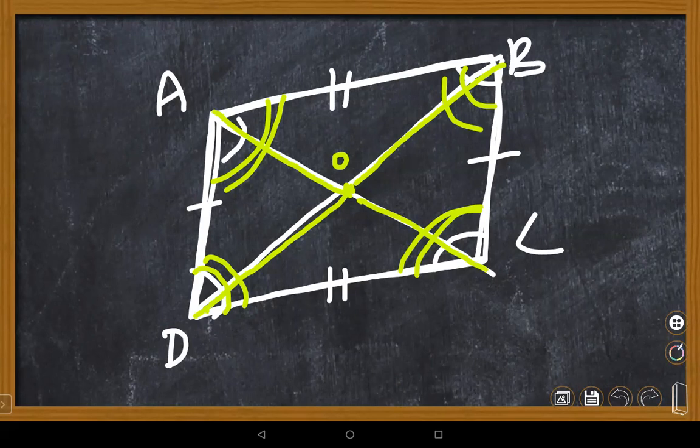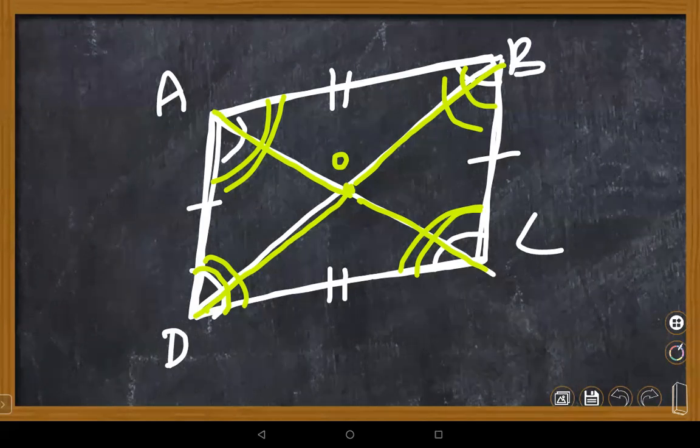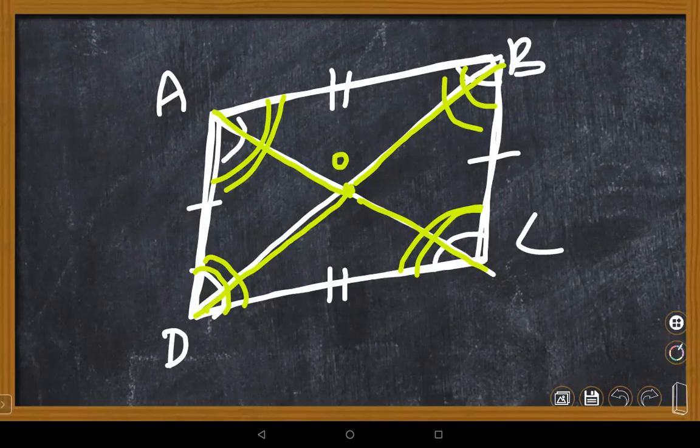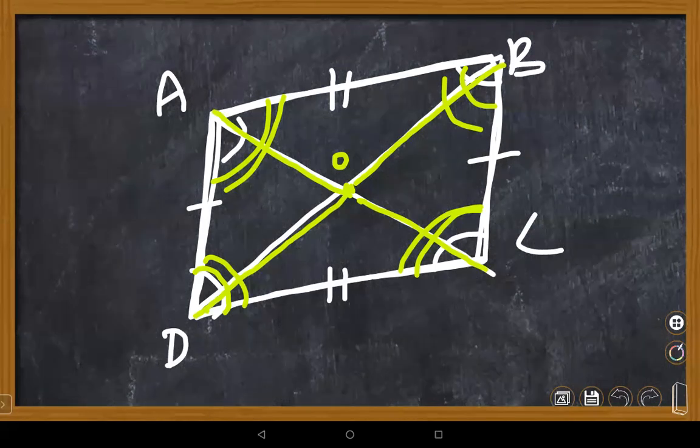Bisect means, ma'am, it's cutting into two equal halves. It's not a perpendicular bisect, just bisect. Abhinav, is it perpendicular bisect or only bisect? Ma'am, it's only bisect. Okay, that's why, Lalit, please correct that.